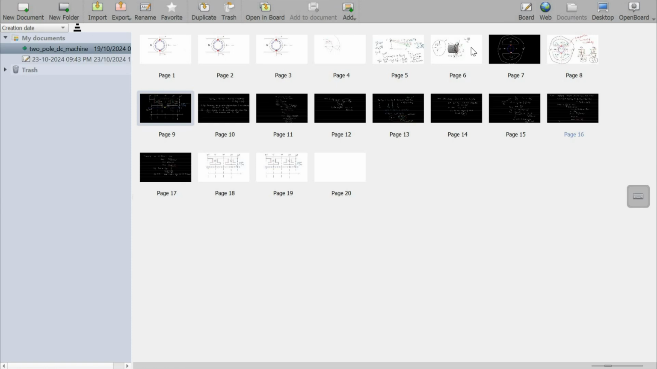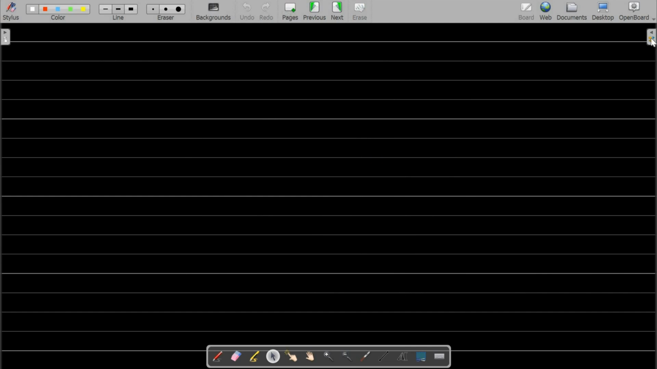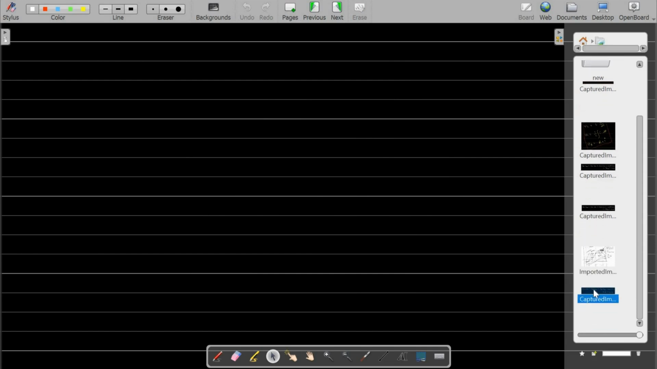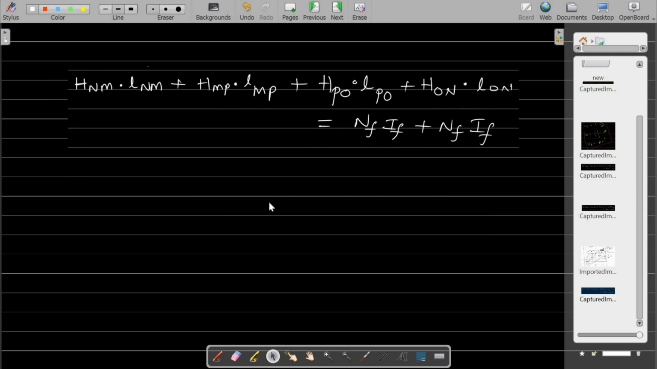we will just modify this equation. Here HNM is nothing but Hg2, and this length LNM is nothing but Y, and this HMP we already got as 0, and this HPO is also Hg2, and this length LPO is nothing but Y, and HON is 0.